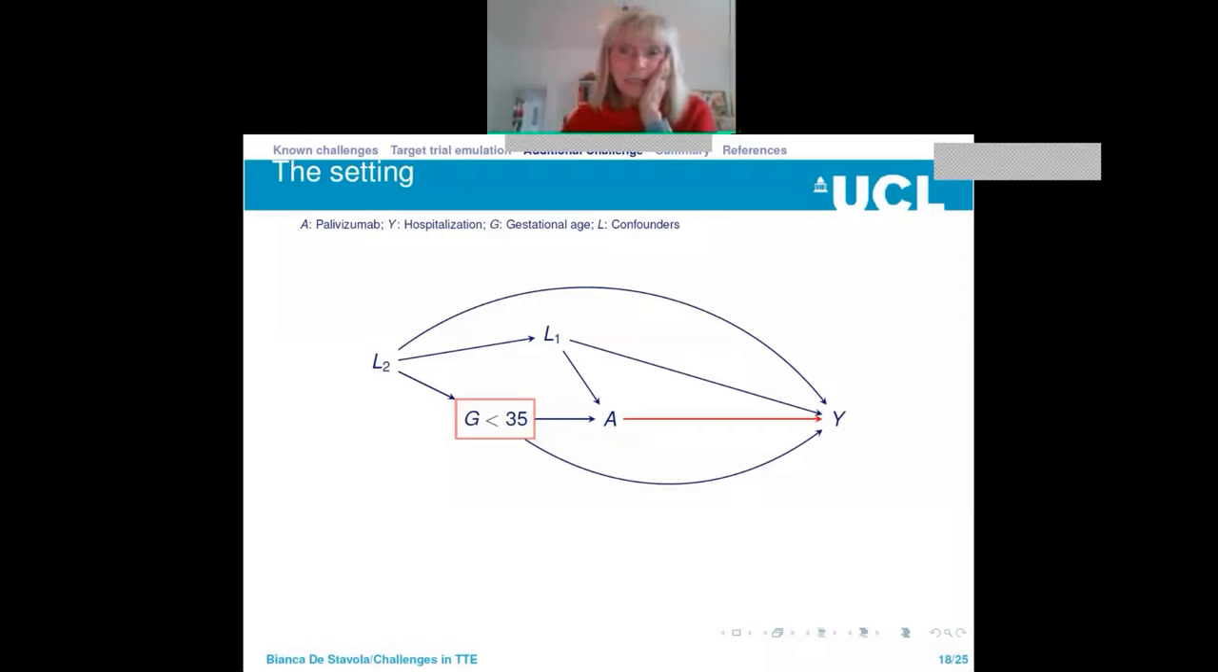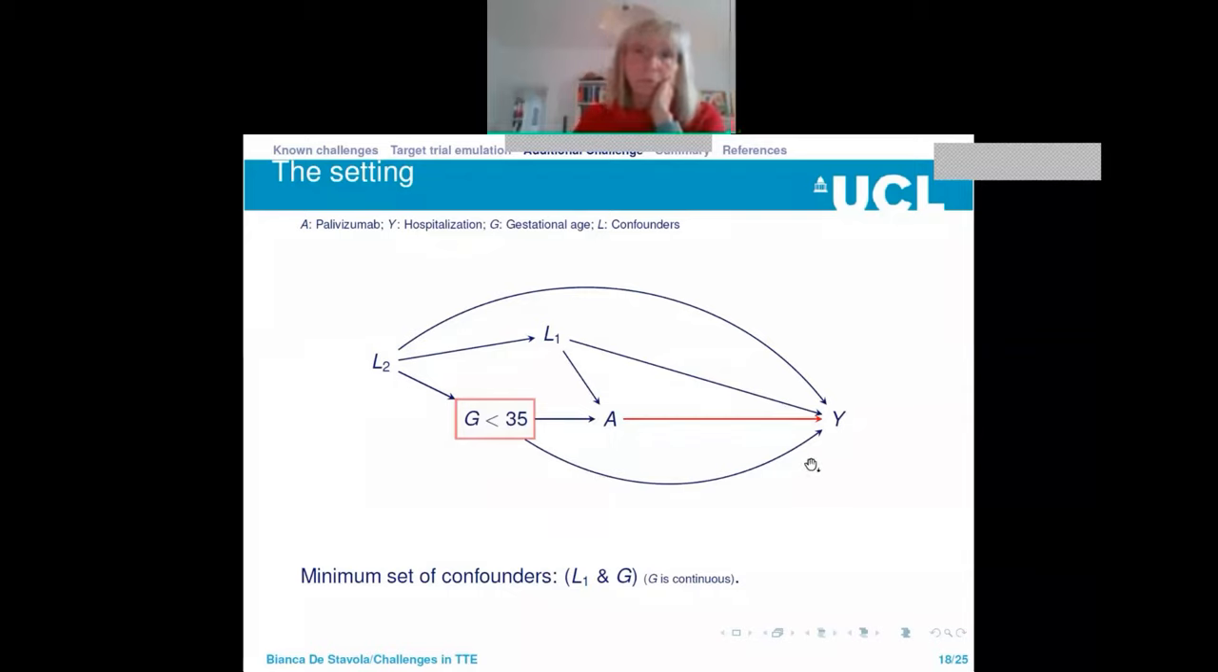So if this is the setting, and I'm interested in the red arrow here, by reading this DAG, as you have learned with Daniela, you will identify that there is a minimum set of confounders you need to control for in order to estimate this causal effect. And these confounders are L1, because there is a backdoor path involving L1, and G, because there is a backdoor path through this. Even if we condition, G is continuous, so we still need to control.